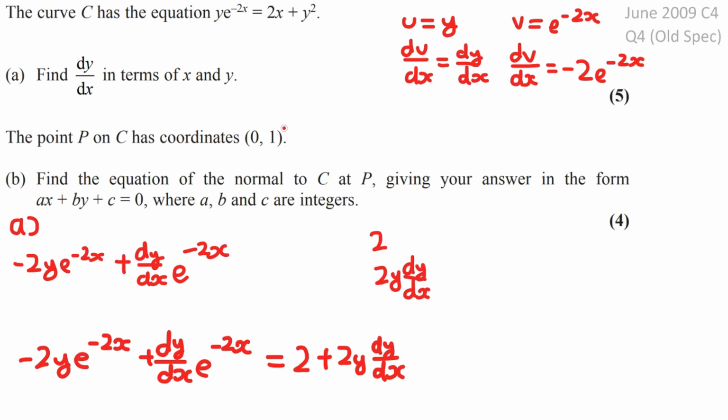So we have this equation here, and in this particular question it wants us to find dy over dx. This is a question like before where we actually have to rearrange in order to make dy over dx the subject and actually find dy over dx.